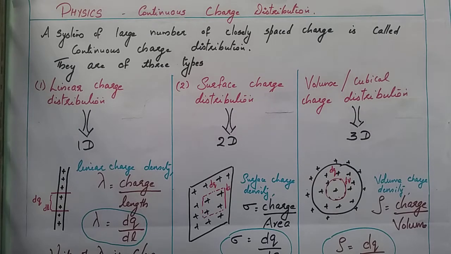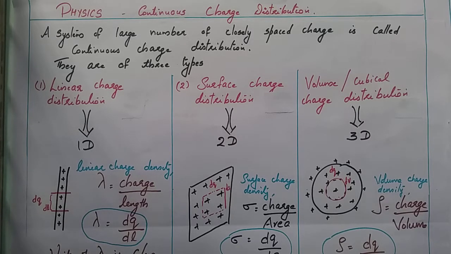Today we are going to discuss continuous charge distribution. Here the charges are uniformly distributed in a definite region. It is called a continuous charge distribution. There are three types. Number one, linear charge distribution. Here the charges are uniformly distributed on a definite length or a rod.